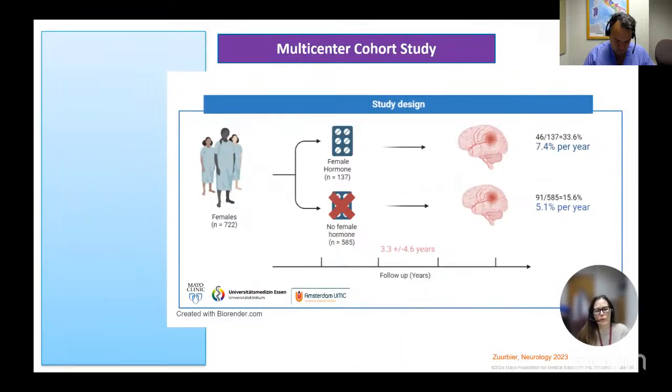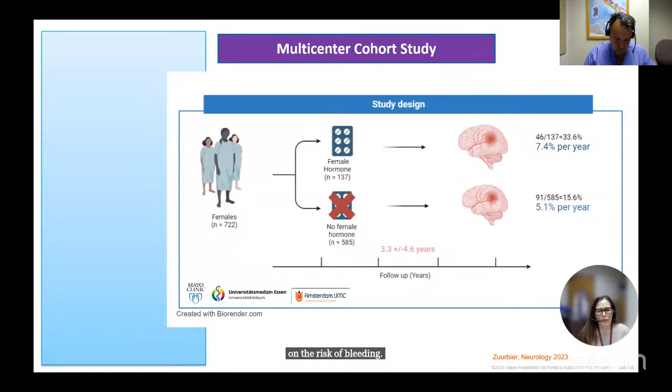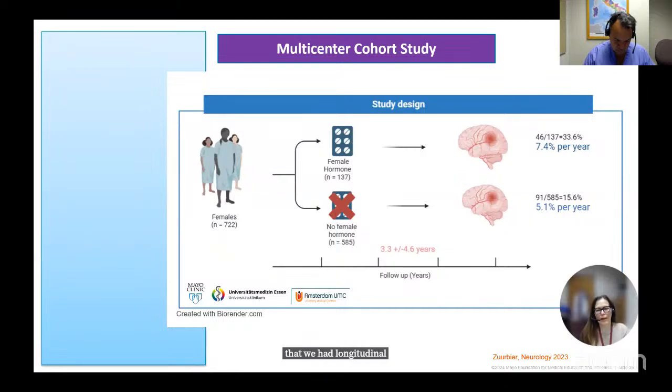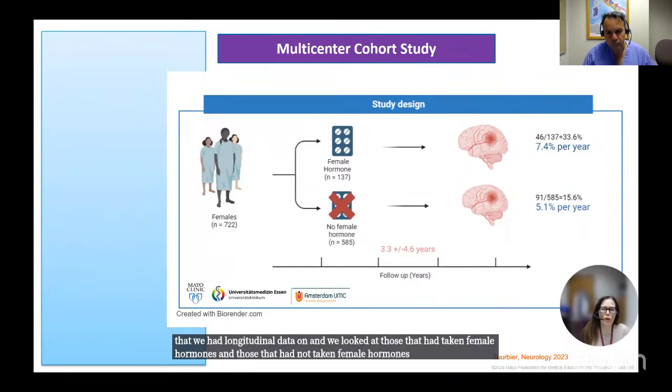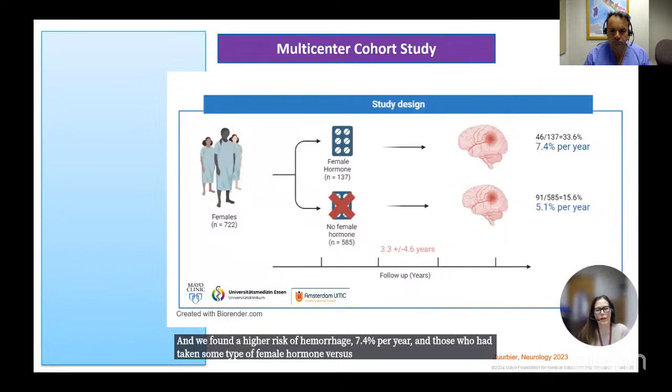In this study, we were interested in the effects of female hormones, specifically progesterone and estrogen, on the risk of bleeding. We combined data from Mayo Clinic with that in the Essen, Germany group of females that we had longitudinal data on, and we looked at those that had taken female hormones and those that had not taken female hormones, and looked at what was the risk of cavernous malformation hemorrhage. And we found a higher risk of hemorrhage, 7.4% per year, in those who had taken some type of female hormone versus 5.1% in those not taking female hormones.